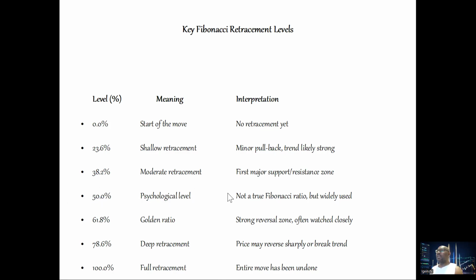This is, let me just use the word, the red line, all right?